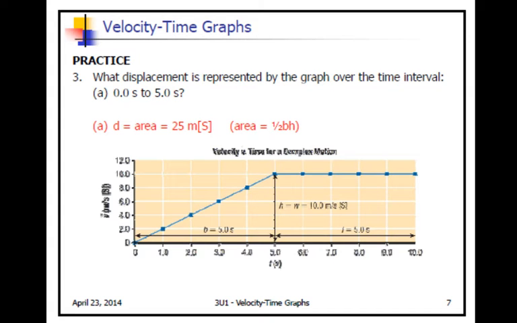Here is a more complicated graph, though. It says, what's the displacement represented by the graph over the time interval 0 to 5 seconds? Well, from 0 to 5 seconds, the area would be a triangle. So 1/2 base times height. Here we would have a height of 10. A base would be 5 seconds. So 10 times 5 times 1/2 would be 25 meters. And that would be displacement in the south direction.